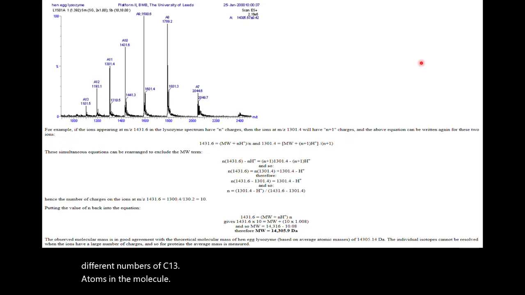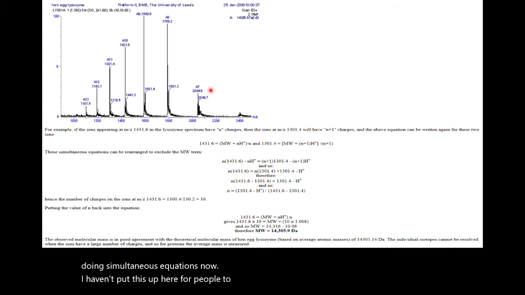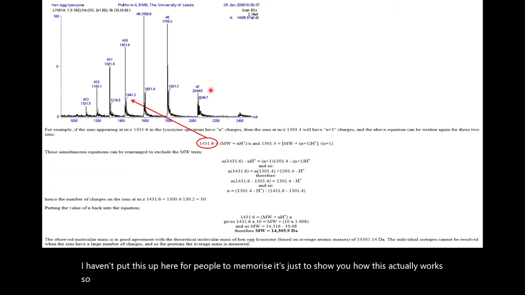We can calculate what the mass of the intact protein should be from these charge states by doing simultaneous equations. Now, I haven't put this up here for people to memorize. It's just to show you how this actually works. So this particular charge state has a mass of 1431.6. We don't know that this is a 10 plus ion. That's been done and put on there after the calculation has been done.